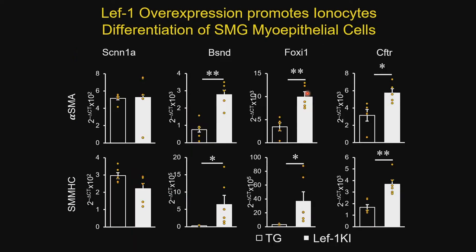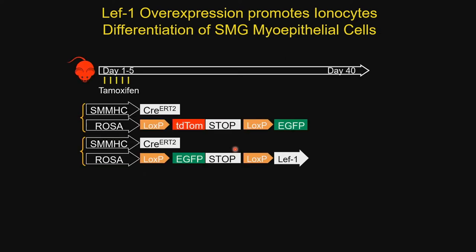All right, we wanted to confirm these results. We did qPCR for BSND, FOXI1, as well as CFTR in these cells. Interestingly, the three of them were upregulated in both of the models we used. All right, we have seen that LEF1 overexpression in myoepithelial cells will increase ionocyte formation in vitro. What about in vivo? So we used the same models we just talked about.